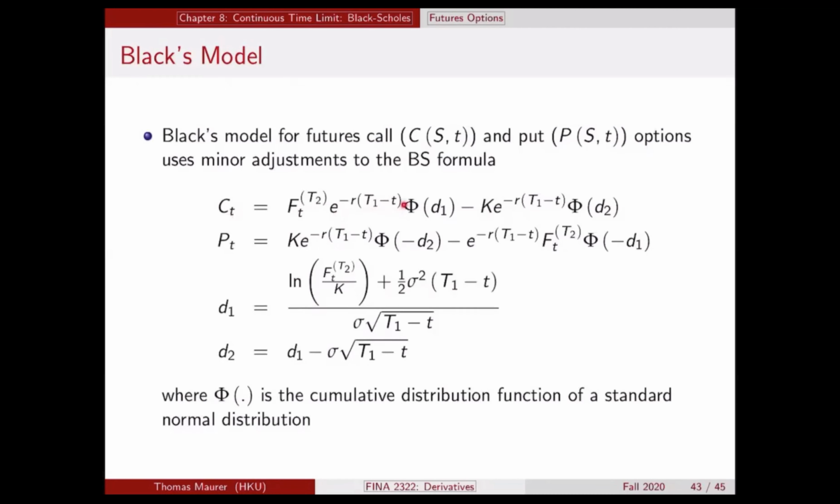This thing, by no arbitrage, is indeed equal to the price of the underlying asset at time small t. Similarly, I replace that in my threshold values D1 and D2. Before we had S divided by K, and then we had r plus this thing. Now what I do is I replace S_t by the futures price discounted by the risk-free rate, and that's going to give me this formula over here. So it's basically just taking the Black-Scholes formula and replacing S everywhere by the futures price discounted by the risk-free rate, which again is just this formula by no arbitrage pricing.